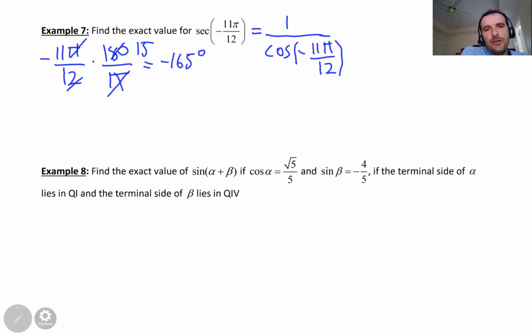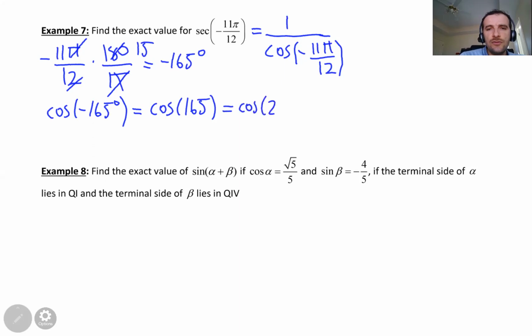So I should find cosine of negative 165. But first of all, we know that cosine is an even function, right? So it is eating the minus. So this is exactly equal to cosine of 165. And we know that 165 is 210 minus 45. Cosine of 210 minus 45.